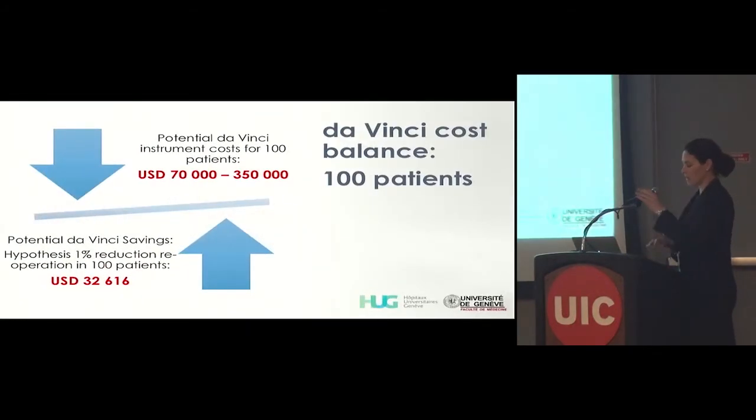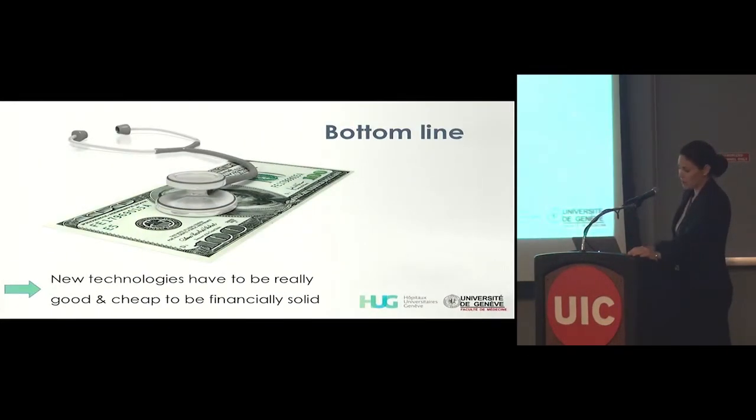So looking at that in the context of da Vinci surgery, if we take the costs that are on the Intuitive website and assume that we're going to operate on 100 patients, we're going to have an increment of $70,000 to $350,000. If you imagine a 1% reduction in your complications, it's not enough to balance off those costs. So in other words, robotic surgery has to have a greater impact on complications to make the balance if you do not have other offsets. And that's pretty much the bottom line.